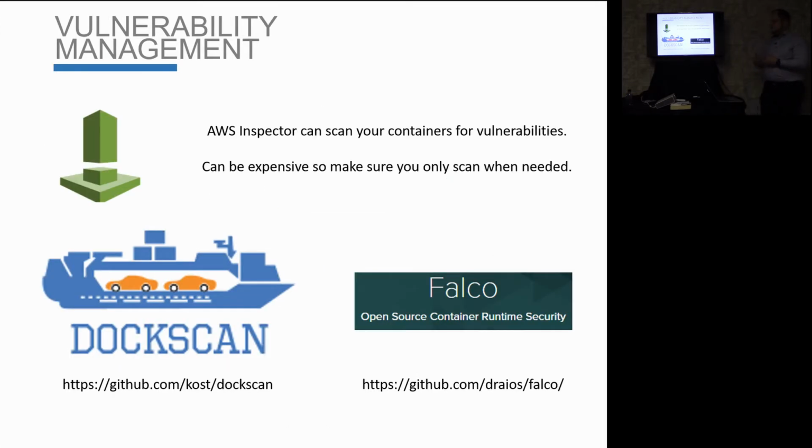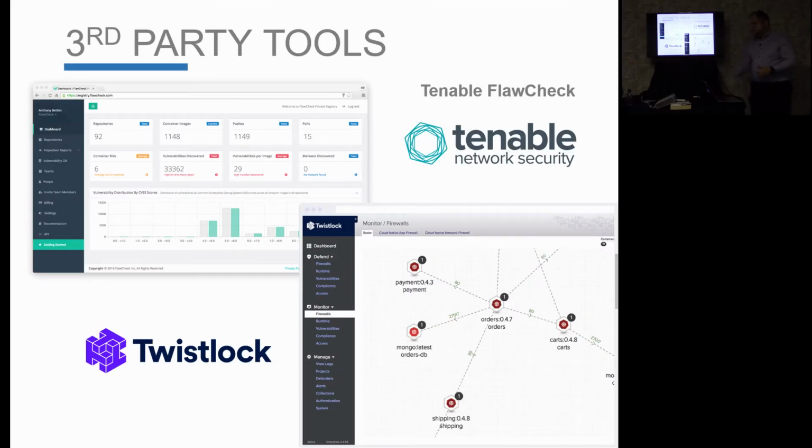So you can use things like these two open source tools, DocScan and Falco, which will scan your containers for these vulnerabilities and give you a report on what you need to fix. AWS also has a tool called Inspector, which can also run inside your container to look for these kinds of vulnerabilities. And then there are third-party commercial tools that you can use.